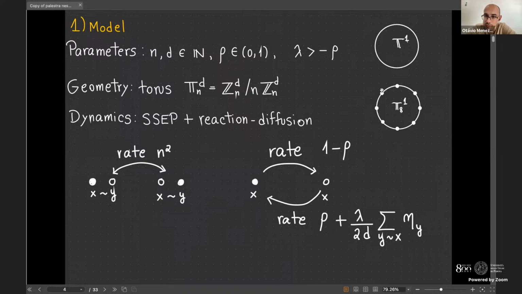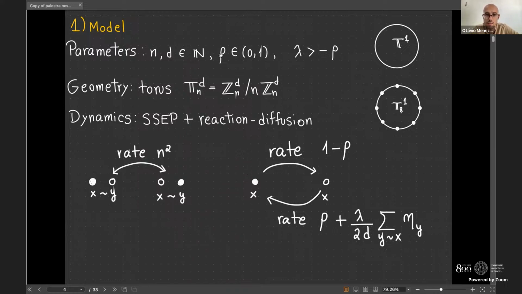So we are working on the circle with endpoints, at most one particle per site, and we superpose two dynamics. One is a simple exclusion dynamics in which the particles try to perform random walks independently, but they collide. They cannot both occupy the same site at the same time. So that's a diffusive dynamics. And on top of that, we put some birth and death dynamics, some spin flips.